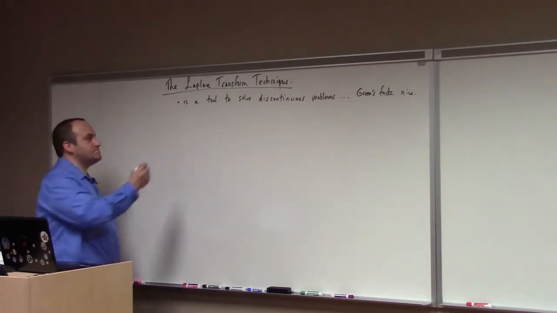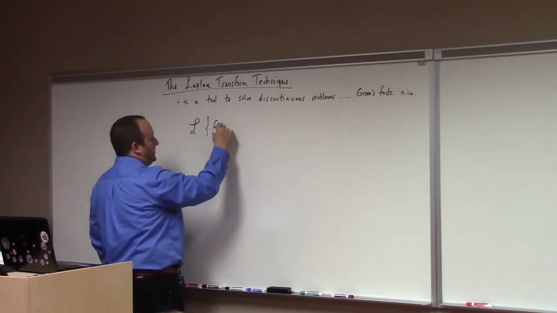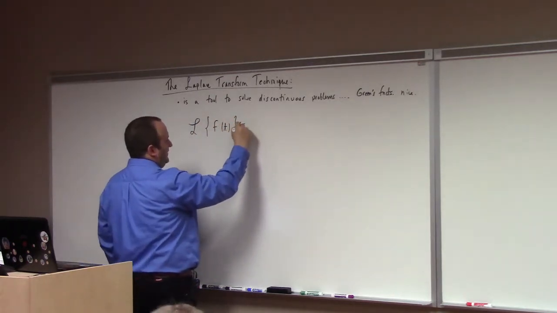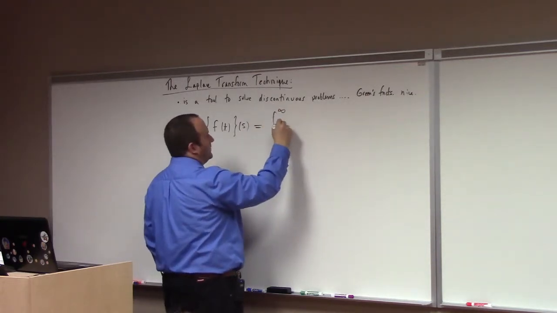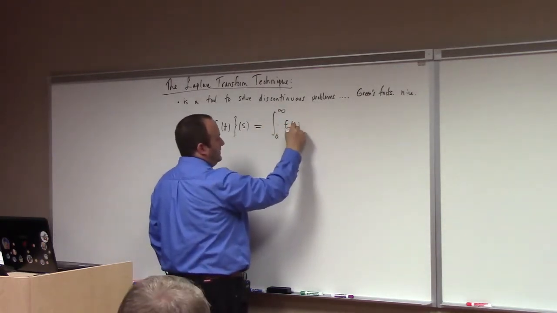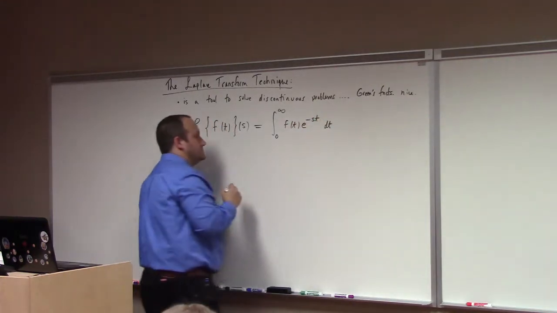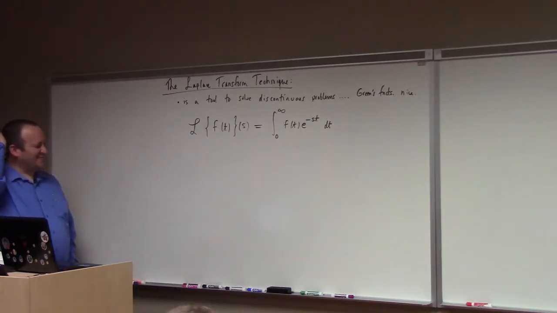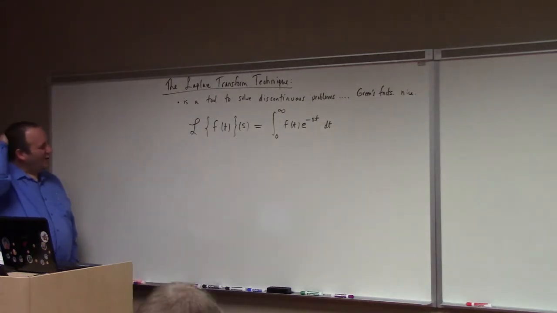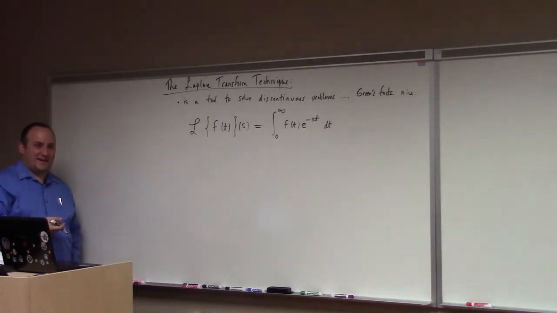So here it is. The Laplace transform of a function of time is a function of s. It's equal to the integral from 0 to infinity of f of t e to the minus st dt. Now, you could ask, I mean, obviously you should ask, why? And there are reasons, none of which I can exposit worth anything.